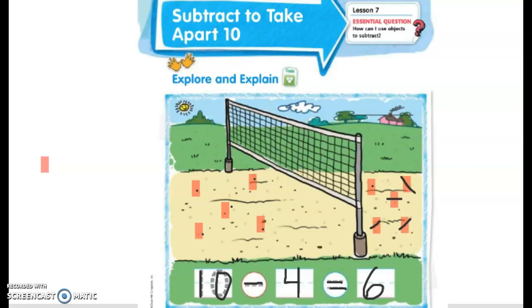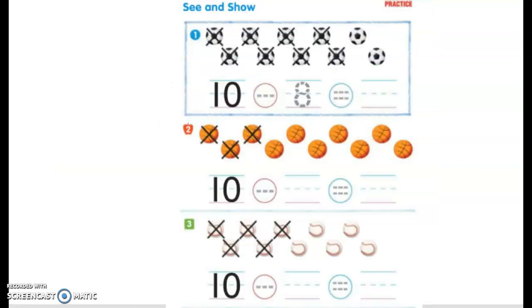All right, let's flip our page and practice some more subtracting from 10. We're going to keep the sports theme. Let's look at number 1. They already did the numbers for us. We just have to solve.